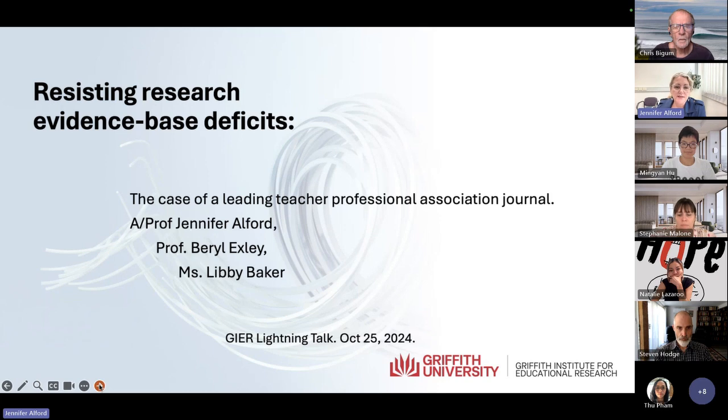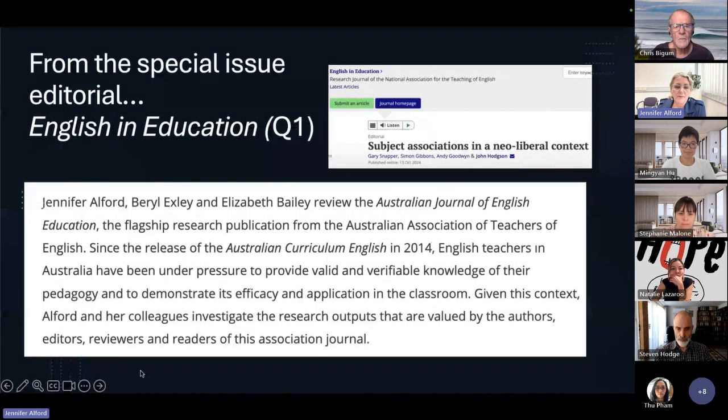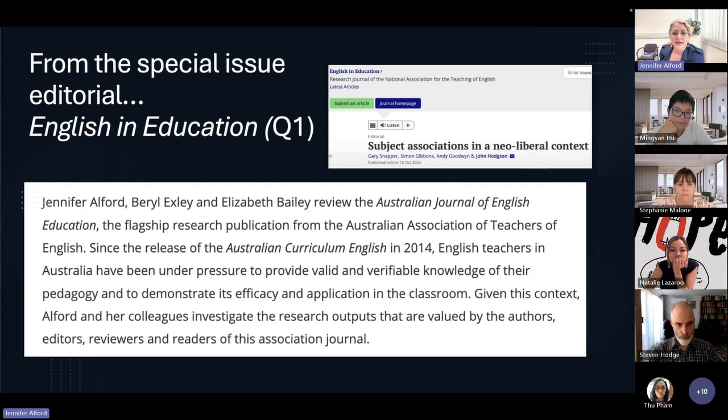And so we answered the call to submit a paper to a special issue in a journal called English in Education. And the special issue was around English teacher subject associations. So it was a fairly broad call for papers. And this is from the editorial on the screen. And we decided to look at the flagship journal of the Australian Association of Teachers of English.